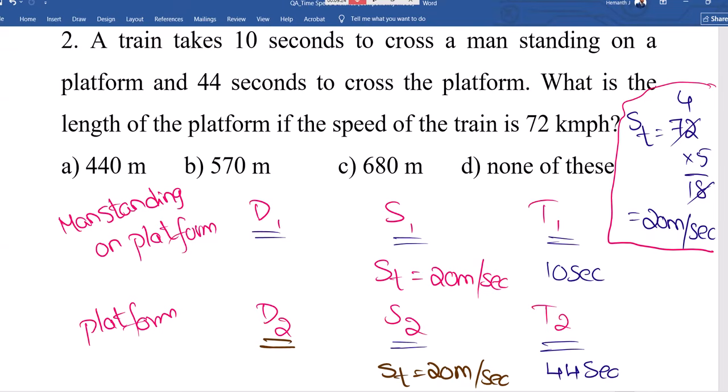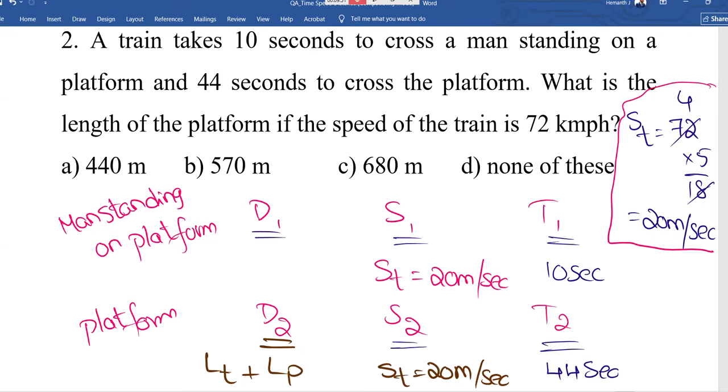First of all, train crossing the platform. What is the distance for the train crossing the platform? Length of the train plus length of the platform. What about the man standing on the platform? Only the length of the train, because the train is crossing the man only. They just want to confuse you people.